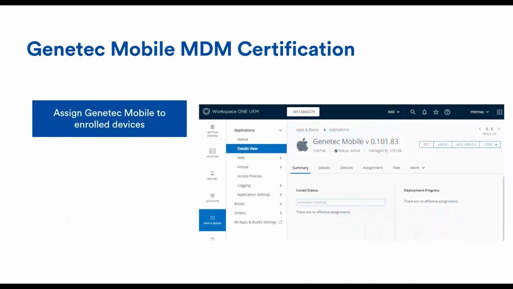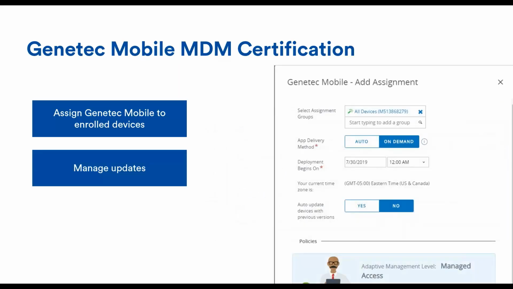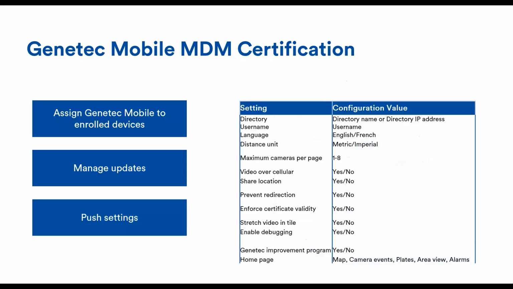What this certification validated is the ability to assign Genetec Mobile to enroll devices managed by the organization directly from those two platforms. You can also manage update rules, such as setting up an automatic update during a certain time of the day, off shift, for example. And more interestingly, you can push settings to each application, such as the directory name or the directory IP address, the language that will be used, username, and other personalization settings that you can set up. This way, your operators are not forced to configure it themselves the first time they use it.